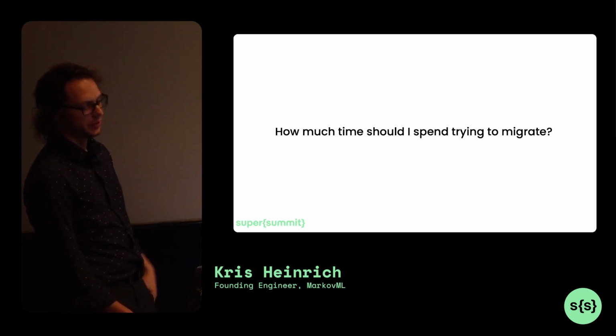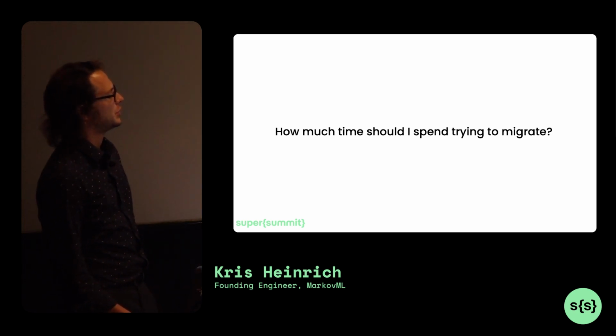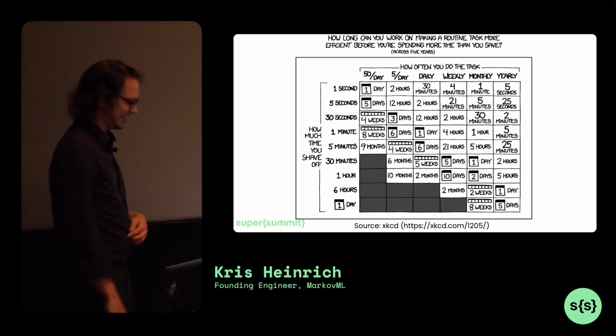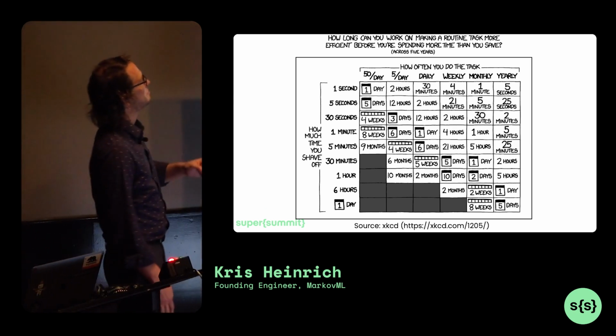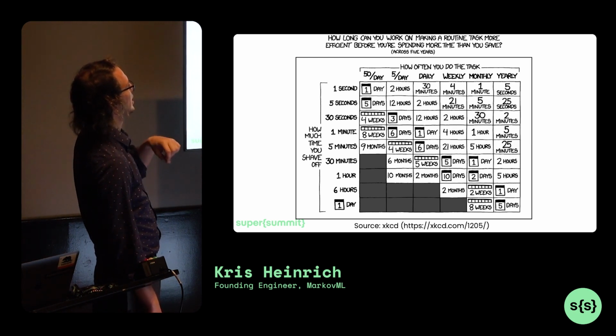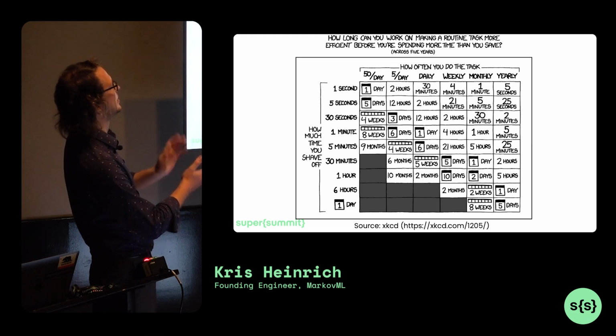And yeah, just to give a little more concreteness to this question, I should try to answer it a little better. There's a good XKCD comic that I came across a while ago. It presents this matrix about how long you should work on making a routine task more efficient before you've spent more time than you're saving. And this is averaged across 5 years.